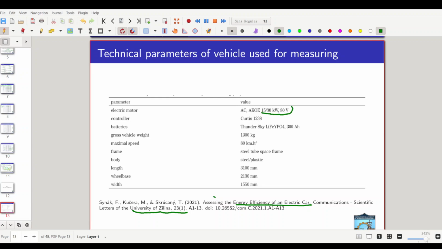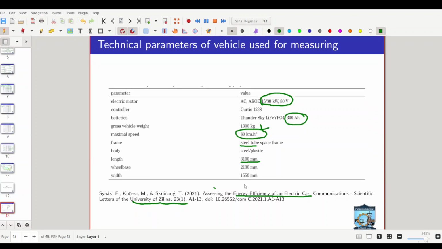With the motor rating, we can have some idea about the motor ratings used in electric cars. It's a small vehicle, with a 15 to 30 kilowatt motor, and the battery is about 300 ampere hours, and a 1.3 ton vehicle. Maximum speed is very low, 80. The currently available vehicles have a maximum speed of more than 120 kmph on Indian roads. Steel tube frame, length 3.1 meters, a small one, and wheelbase, all these things are given. The EVs plying on Indian roads are much longer and wider.